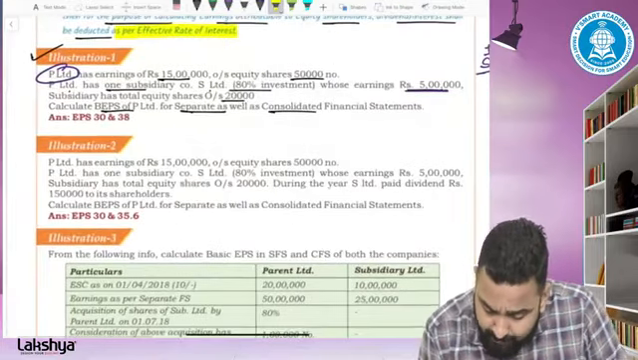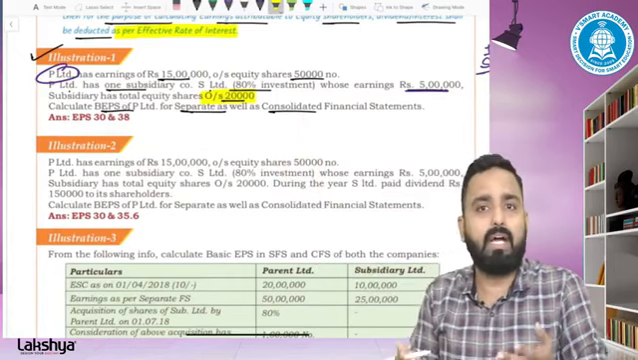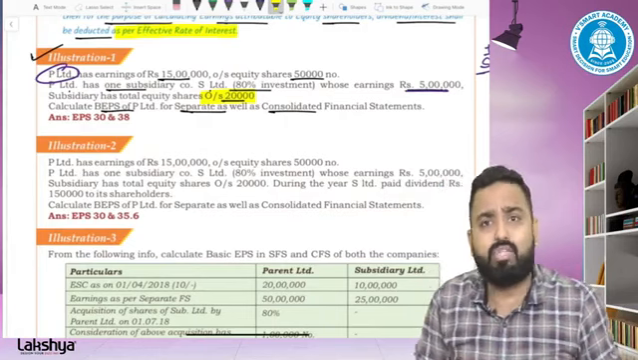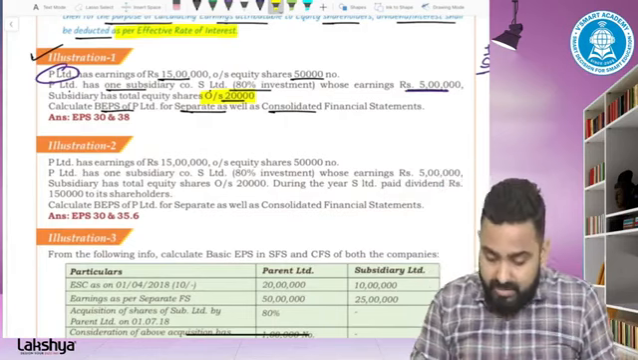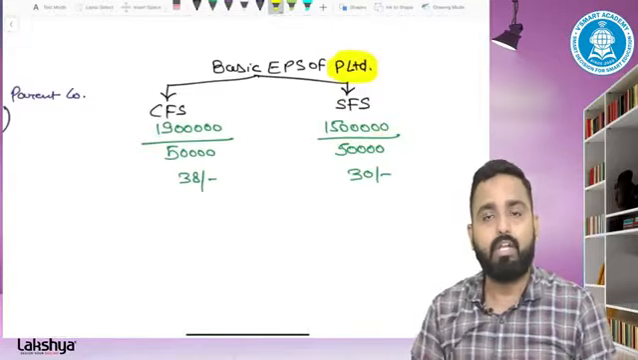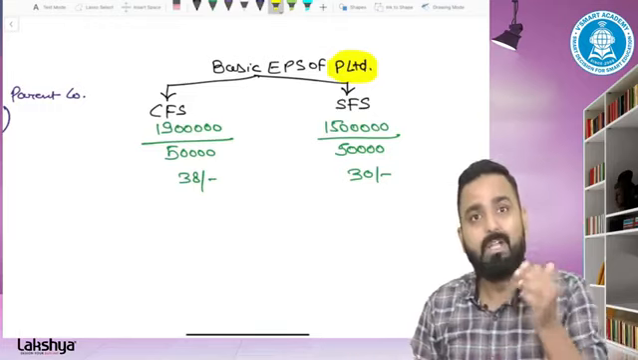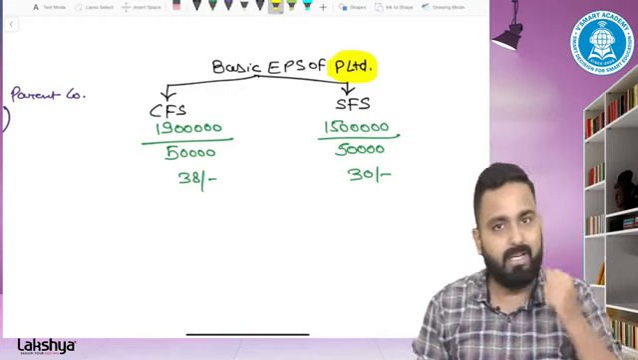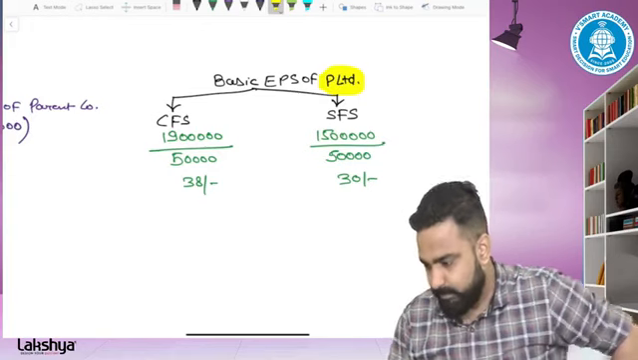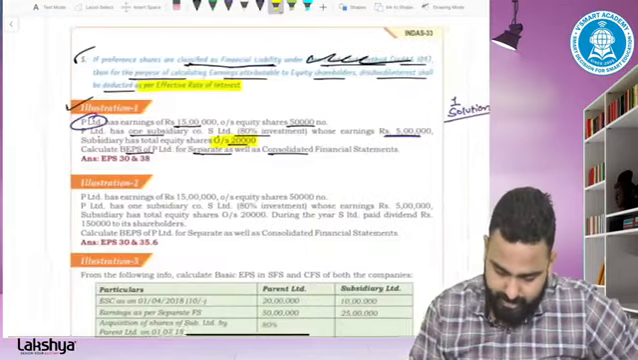Sir, why haven't you taken the 20,000 outstanding shares of the subsidiary? Beta, it is 20,000 shares issued by the subsidiary. It is not issued by the parent company. See, EPS is always calculated for the shareholders of the parent company. So, who are the shareholders of the parent? Those who hold the 50,000 shares. Understood?